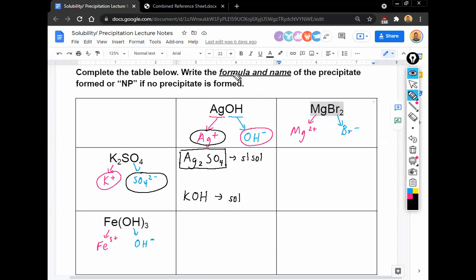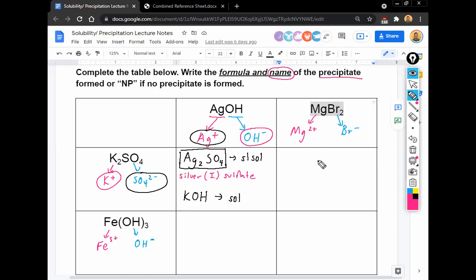The question is asking us for the formula and name of the precipitates. So all we need to do is write the name of this chemical right here. Ag is silver. Since it's in the middle of the periodic table, we need to put the charge in parentheses. It's going to be silver(I), and this is sulfate. So this is the precipitate. Pretty much the same thing that we did last time, we're just adding one thing. You just need to write the name of just the precipitate. You don't need to write the name of the soluble stuff.